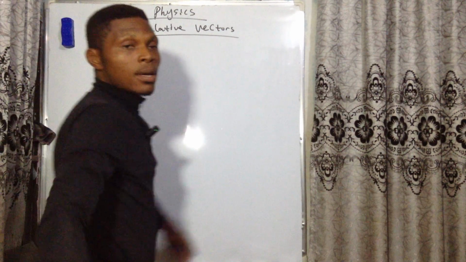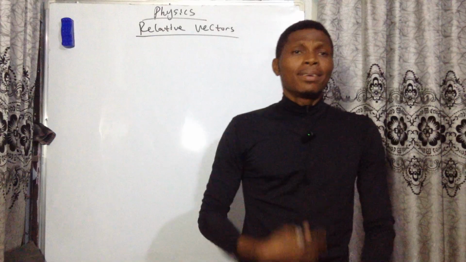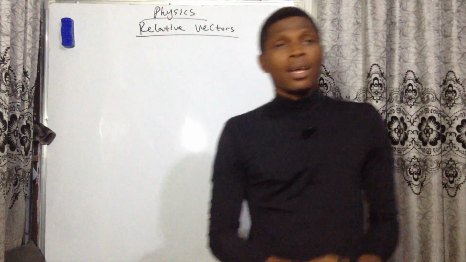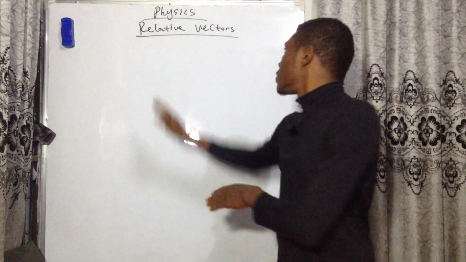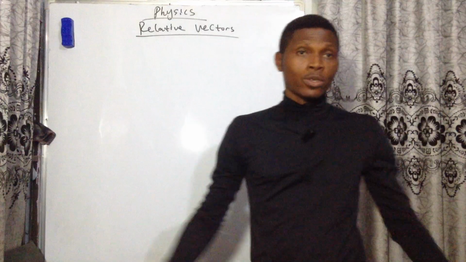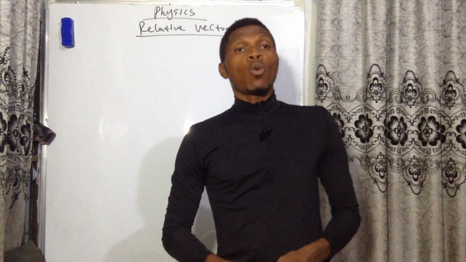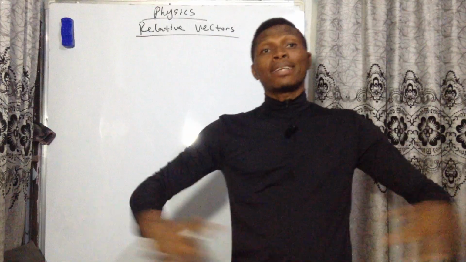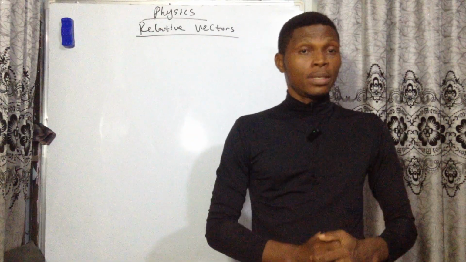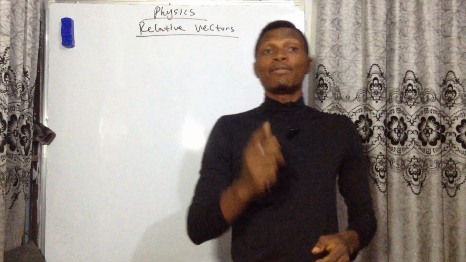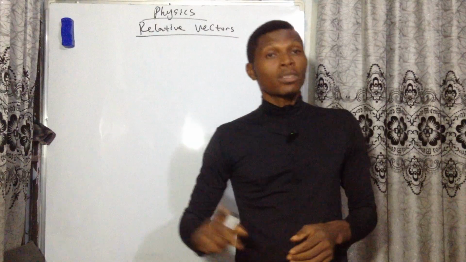So, guys, so far we have been talking about relative velocity. Why don't we just generalize it to relative vectors? After all, velocity is a vector. So what applies to one vector applies to all vectors. Remember, a vector is an element of a vector space.